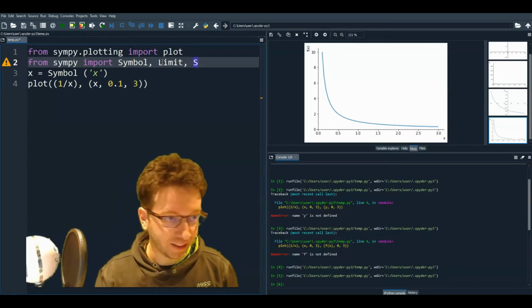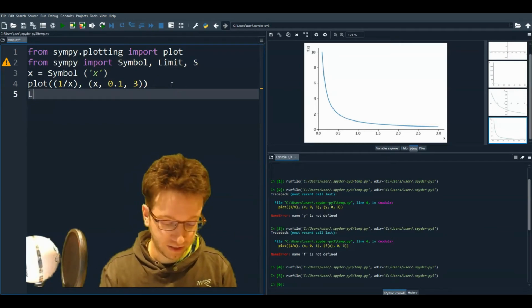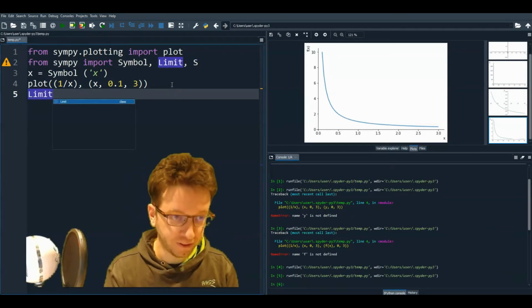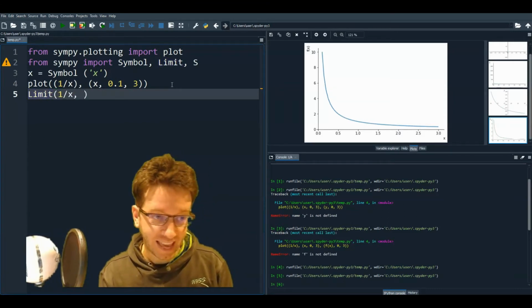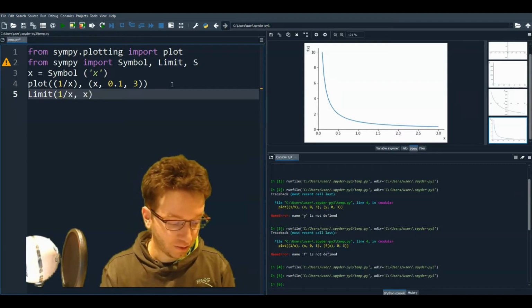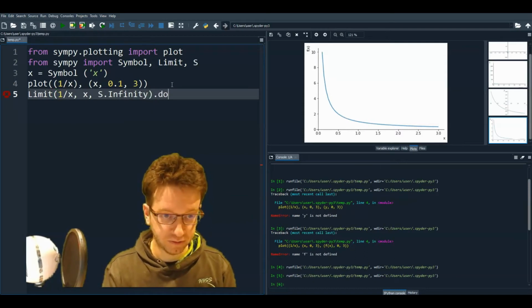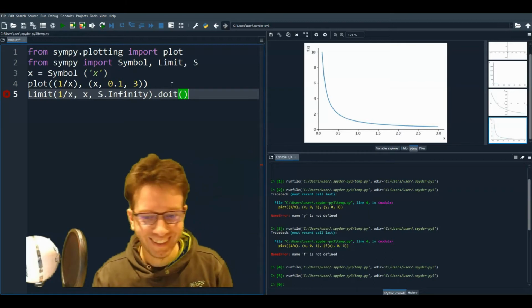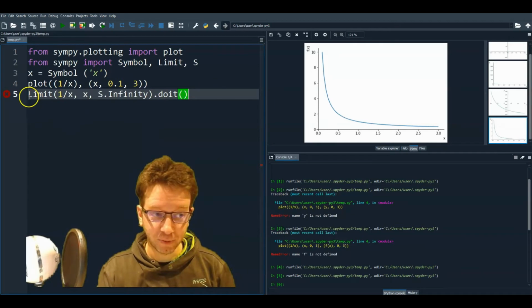define infinity for Python. So I have this, and now I'm going to say the limit of 1 over x, so I'm going to type in that function, 1 over x, as x, so comma x, approaches infinity, so comma, and now infinity is capital S dot capital I infinity. Okay, now if we hit that, nothing's going to come up. It will do it, but we have to tell it to print it.